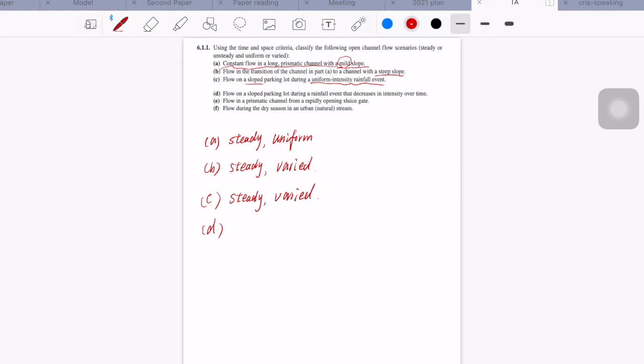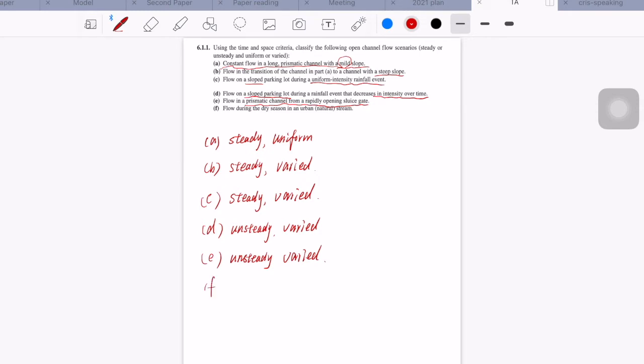D, the flow on a sloped parking lot during a rainfall event that decreases in intensity over time. So the flow should be unsteady, varied flow. E, the flow in a prismatic channel from a rapid opening sluice gate. So this should be the unsteady, varied flow.